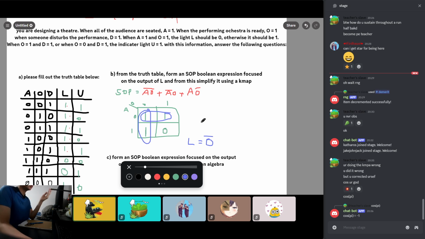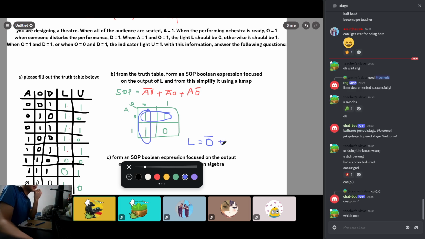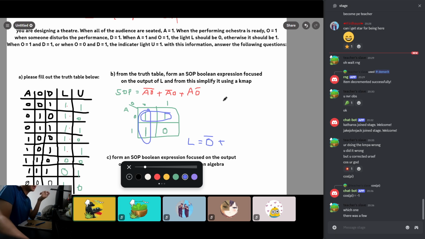If y'all don't know what I'm doing, go watch the video on the K-map so y'all understand what I'm doing right now, but I'm not going to explain it. Which one? The video on the K-map, I don't know. All of them, if you're concerned about your electronics.